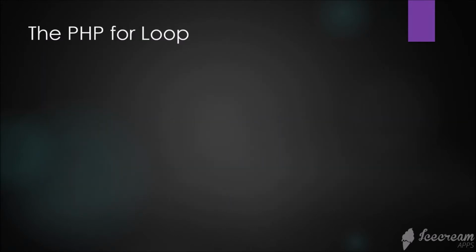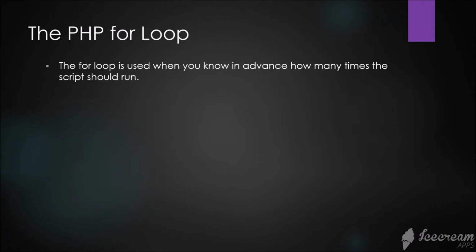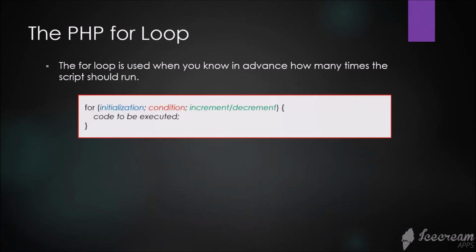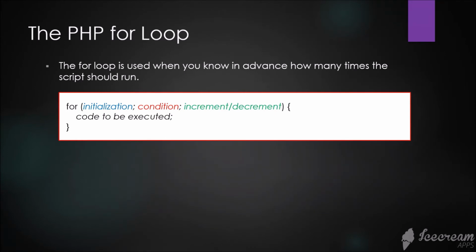Okay, next is the PHP for loop. The for loop is used when you know in advance how many times the script should run. So we have here yung syntax natin. For, open close parenthesis, then yung initialization, yung condition, at saka yung increment or decrement. Then sa loob ng curly bracket, ilalagay naman natin yung executable codes natin.